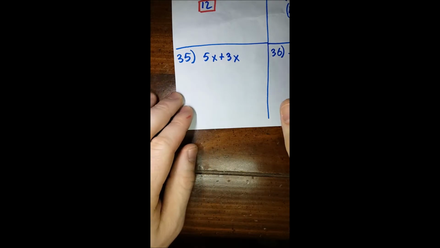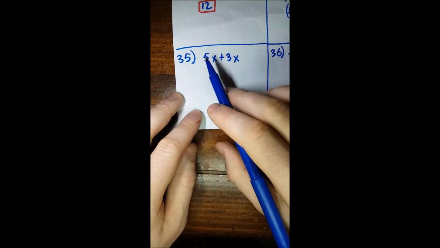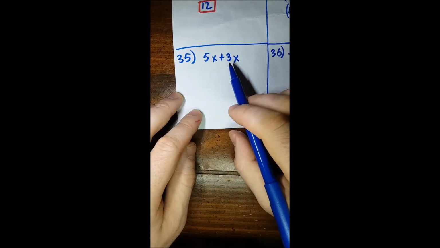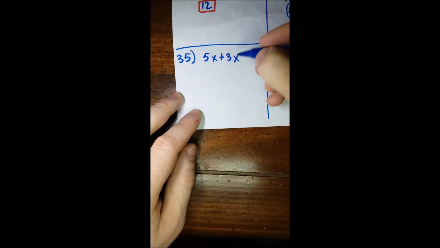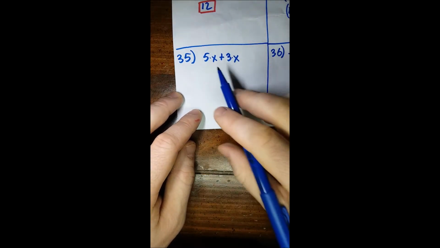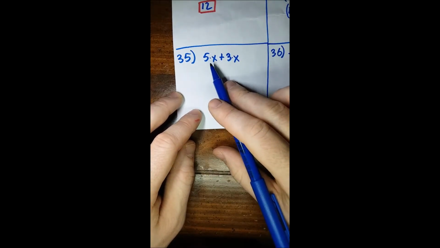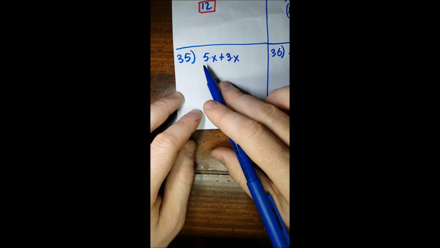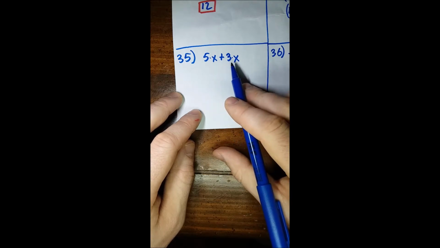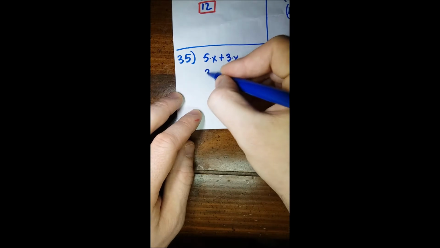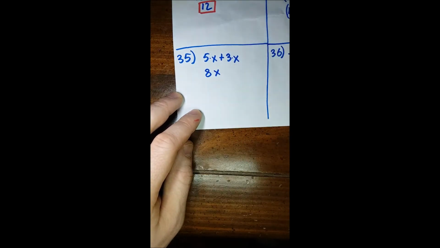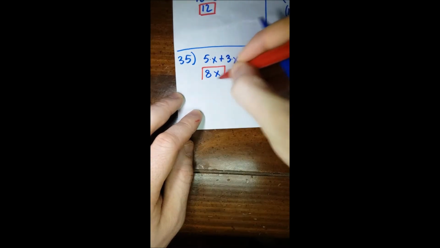Okay, here we're combining like terms. Question 35, 5x plus 3x. Terms are alike if they have the same variable. There are multiplication signs in both of these cases. Check this out, 5x plus 3x. Think about it as $5 plus $3. 5 plus 3 is 8. 8 what? $8. Case closed.